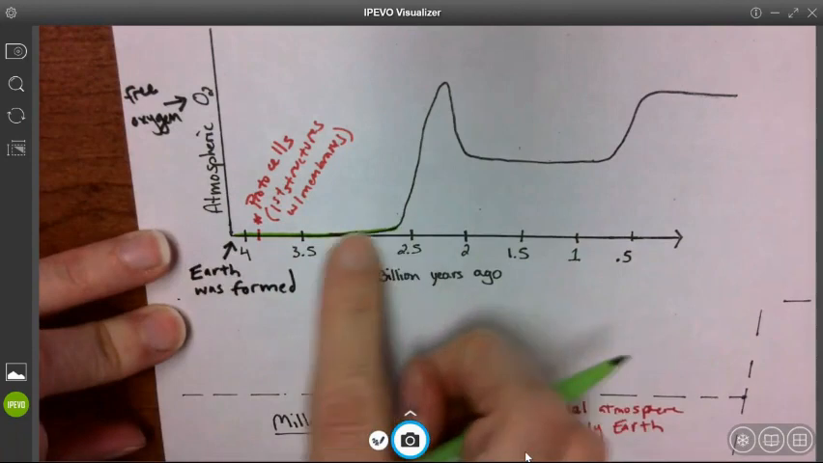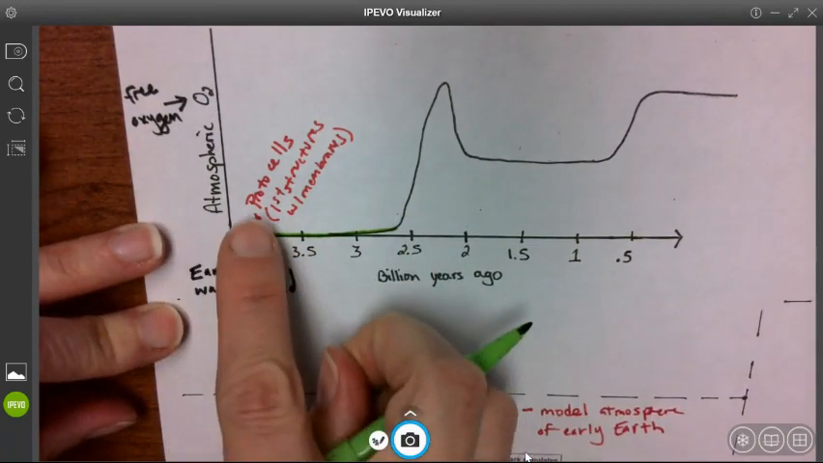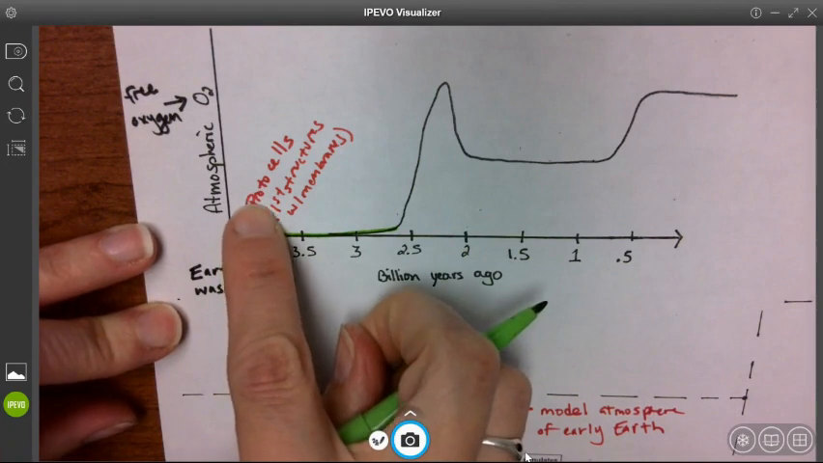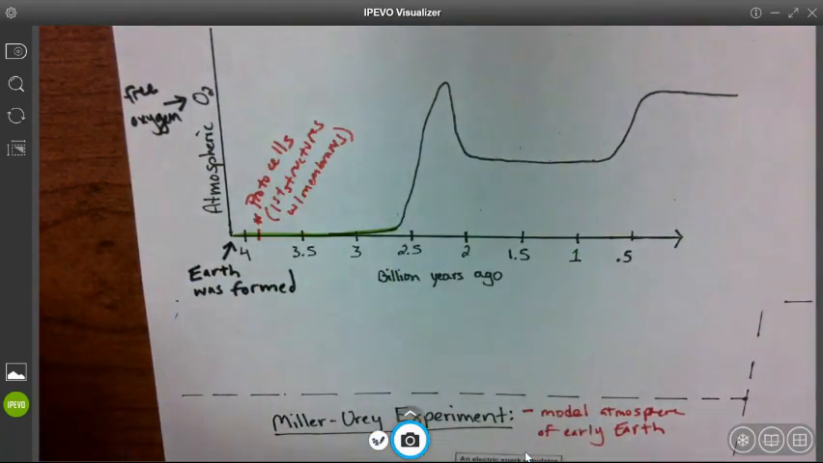There's essentially no free oxygen. We have this reducing atmosphere. This reducing atmosphere allowed for the components of structures that could make up membranes. So we have our first protocells. Scientists think about 3.8 billion years ago.